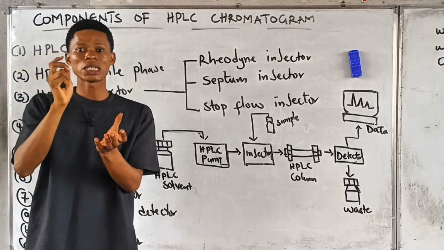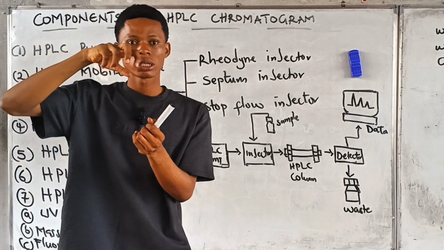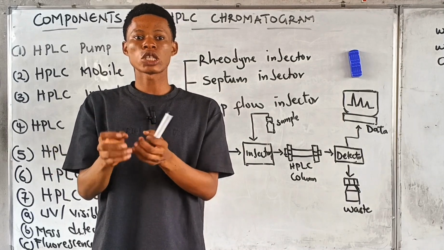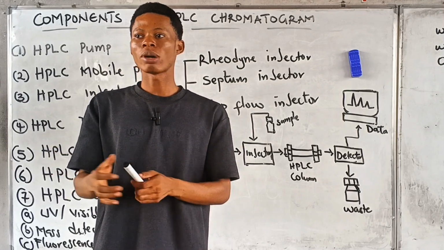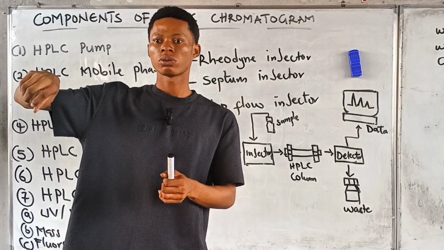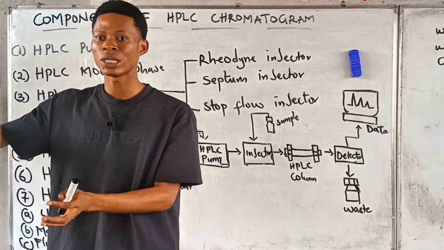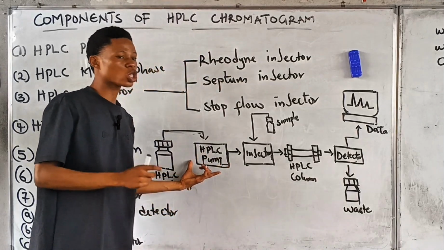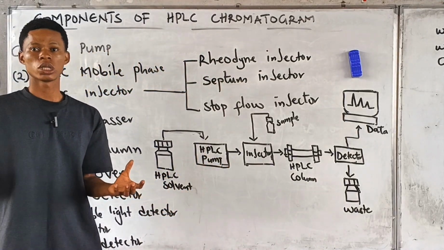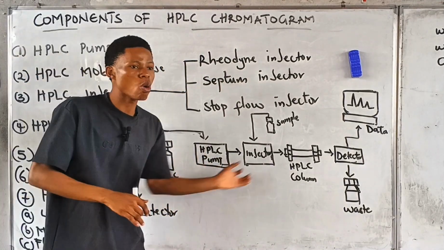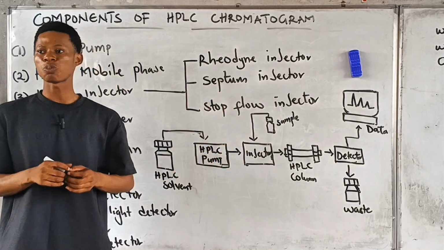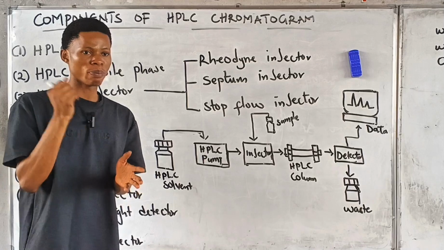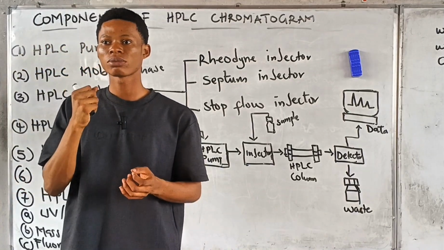The mobile phase is that liquid, that solvent where you add the analyte. The analyte is what you want to separate. So normally you pour your sample. It is the mobile phase that carries the analyte through the column. But now the HPLC pump is what is providing the what? The pressure that will carry the mobile phase throughout the HPLC system. Do we get that?